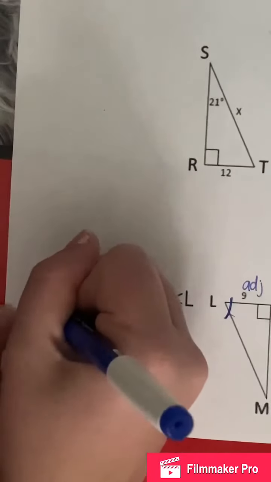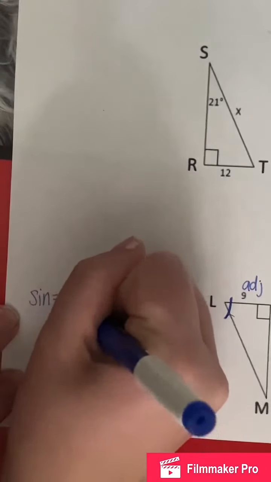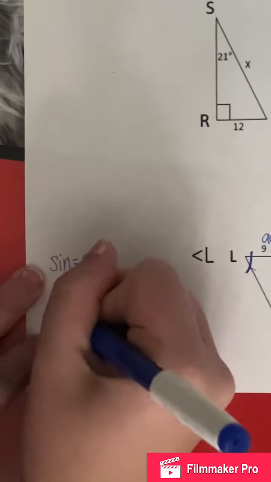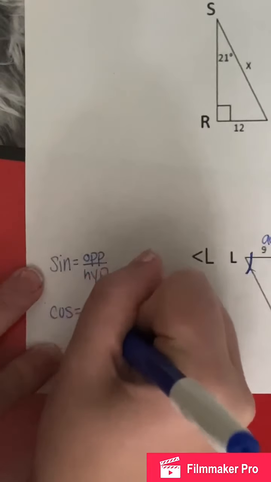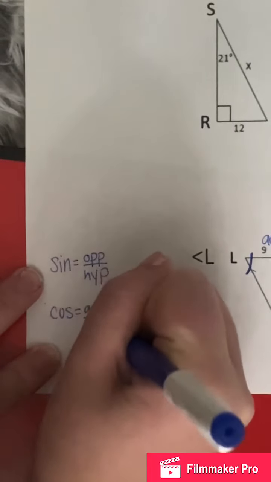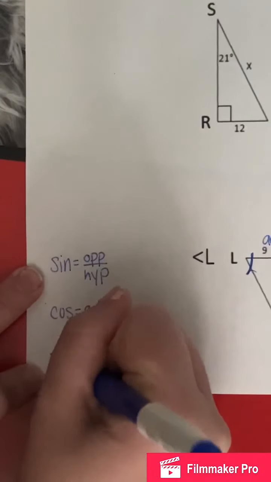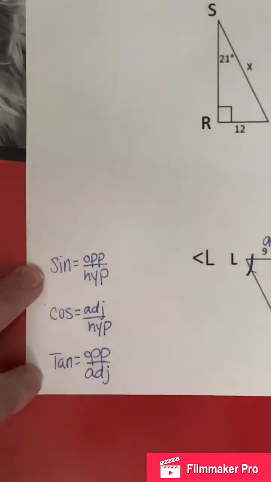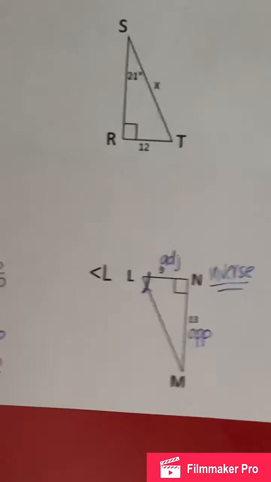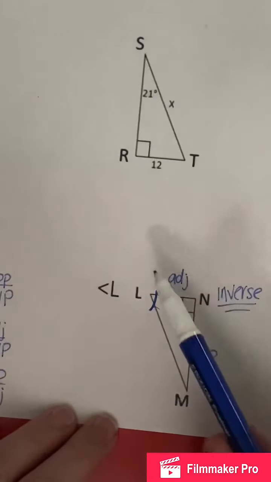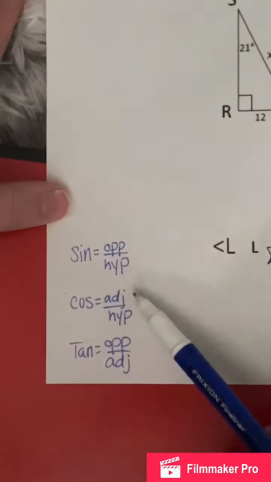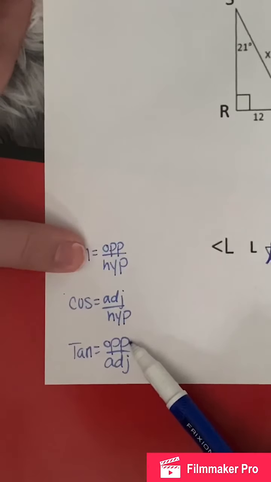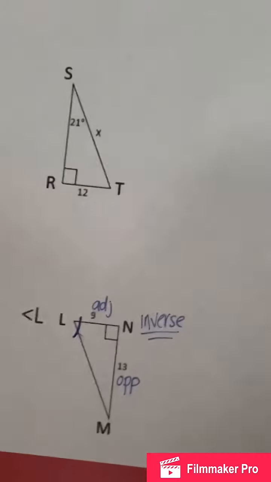All right, so thinking back on our trig functions, we have sine equals opposite over hypotenuse. We have cosine, which is adjacent over hypotenuse. And we have tangent, which is opposite over adjacent. So if we were given the opposite and the adjacent, which function would we use? We would use the tangent function because that function requires the opposite and the adjacent sides.